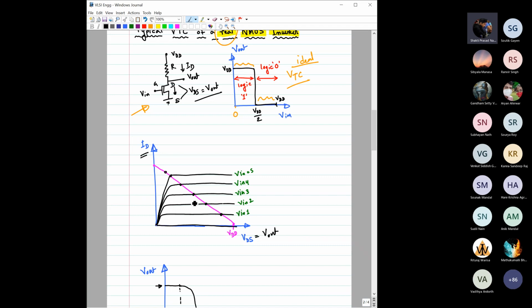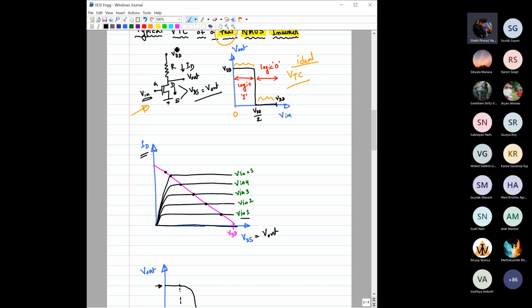I have plotted the characteristics for different input voltages. The input voltages are V in, so I have changed this V in. Once it is below the threshold voltage, the characteristic is something like that, no current. Then I have increased it to V in 1, then V in 2, V in 3, and gradually the current increases. Say we have gone up to 5 volt: 1, 2, 3, 4, 5 volt, and the characteristics look something like this.